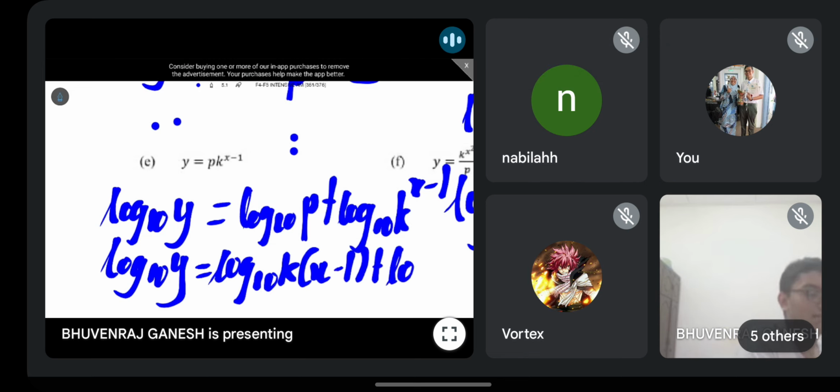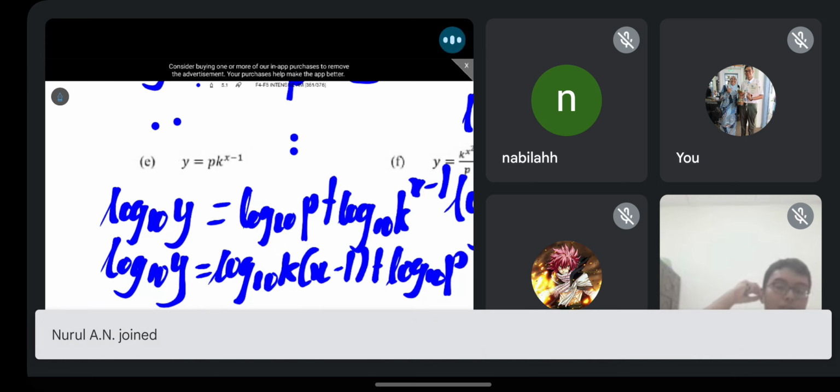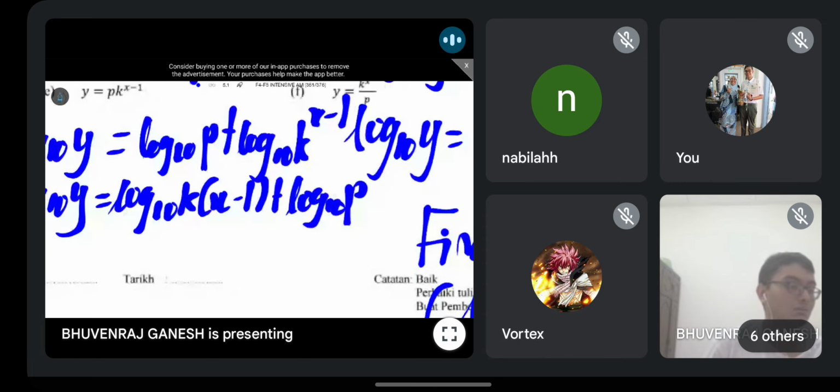Log 10 k x minus 1. Okay, so this is your format, guys. I cut short a bit of the steps, but I hope you can understand this one. This is how you should do this question. I think this one no problem. So F is another log rule that you all should know.